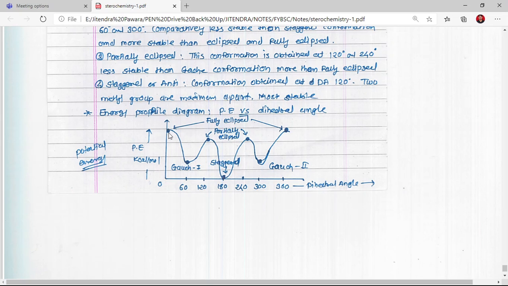The fully eclipsed one is called synperiplanar, and the staggered conformation is called antiperiplanar. And the energy difference between the staggered and fully eclipsed conformations is 4.5 kilocalorie per mole of energy.